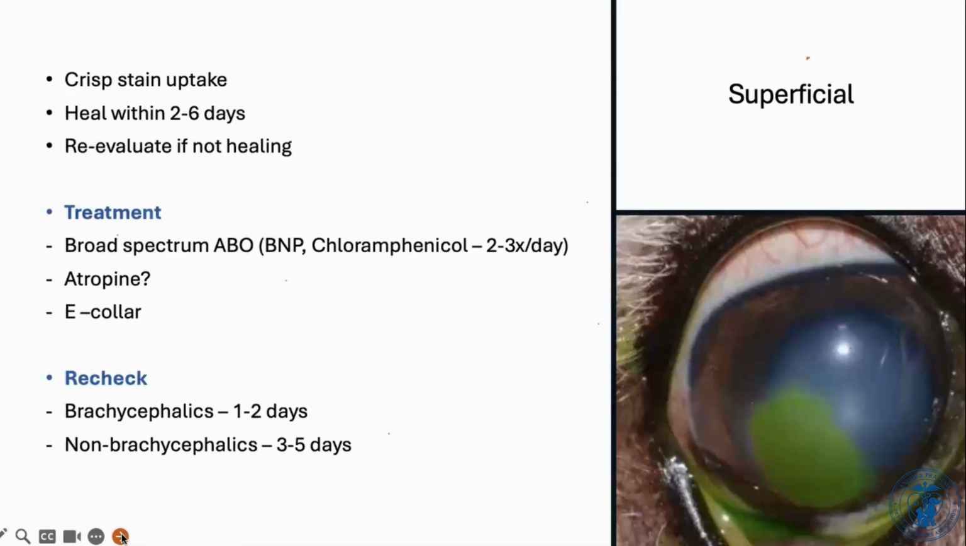As far as the treatment is concerned, I would go for a broad spectrum antibiotic just to avoid the secondary bacterial infection which will complicate the ulcer. Atropine, if the pet is having reflex uveitis, like his pupil is small or you feel the pet is in real pain, at that time we can use atropine. But in these cases, it is optional. And an e-collar is a must.